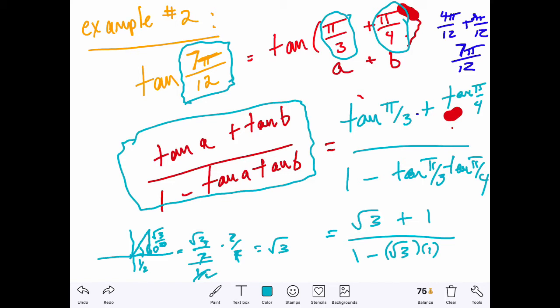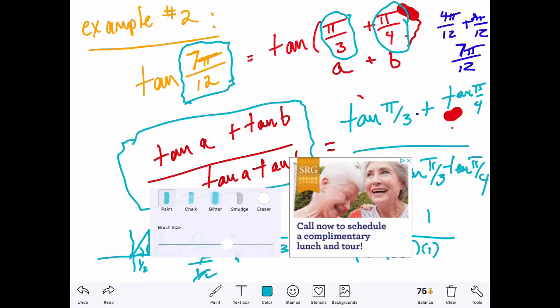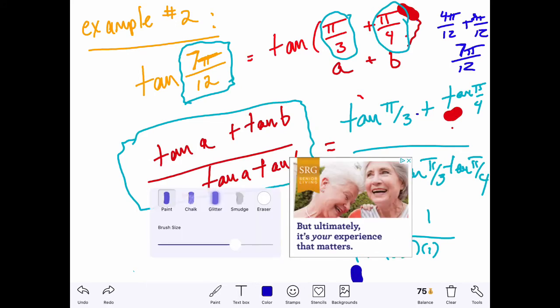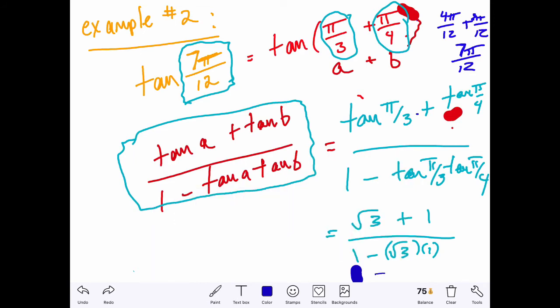Whenever I have a radical in the denominator, I have to rationalize. So let me erase this. That's root 3 plus 1 over 1 minus root 3. Remember, if I'm going to deal with this, I have to multiply by its conjugate, top and bottom, 1 plus root 3, which is the conjugate of this one down here. Top and bottom, 1 plus root 3.